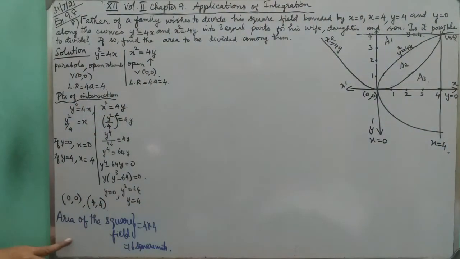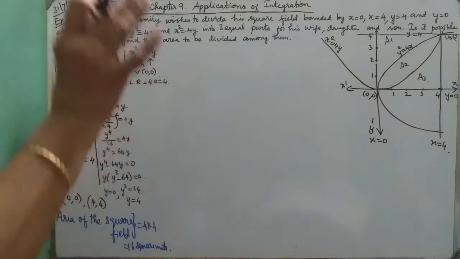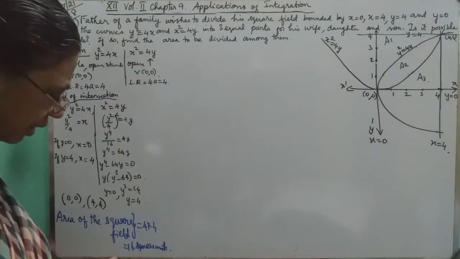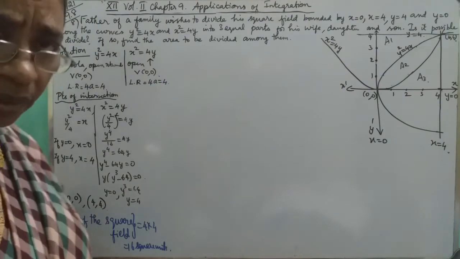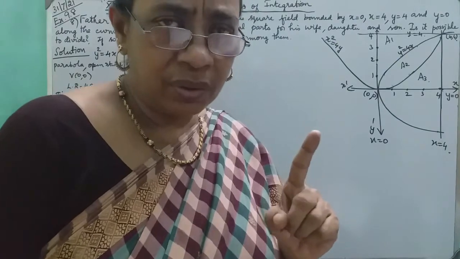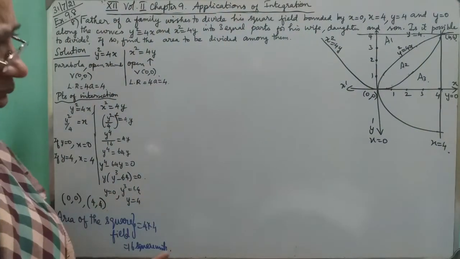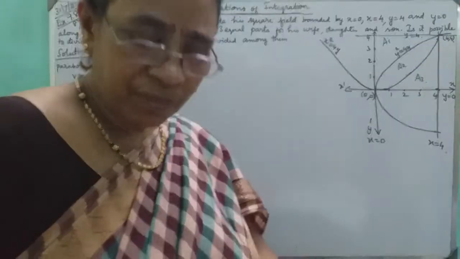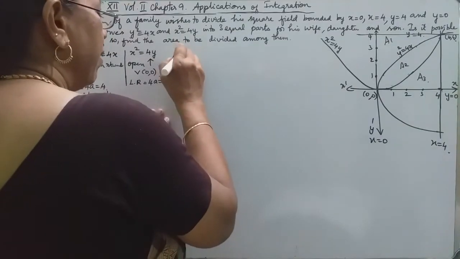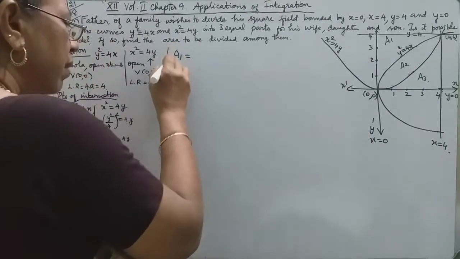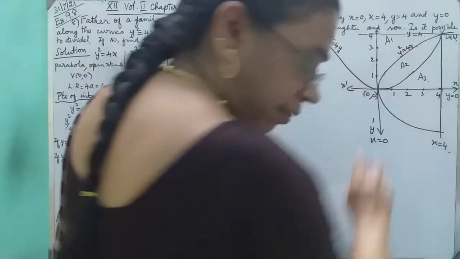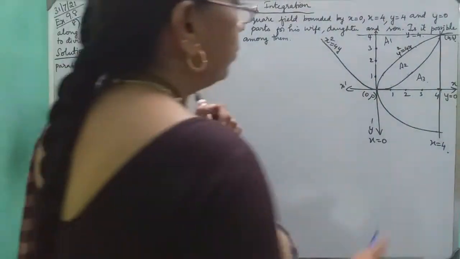The area of the square field is how much? It is a square of side 4, so the area is 4 into 4, namely 16 square units. Now we have to show that A1, A2, A3 are each equal to 1/3 of this, namely 16 by 3. That's what we are going to prove. So shall we find A1 first? Yes. Now A1. Where is A1? Tell the boundaries. Now here is this A1. Shall I put a dot? Yes.